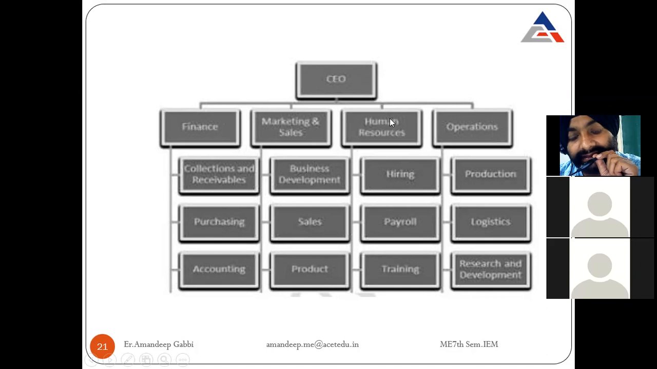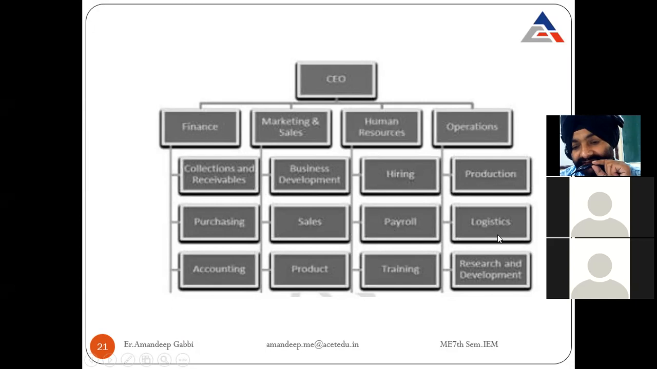Then the third department is the human resource department. As there is a requirement of different workforce in different departments, they keep collecting that information and keep hiring new employees wherever they are required. Payroll and training are also maintained by human resources.